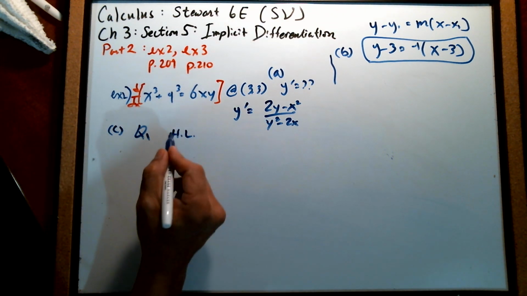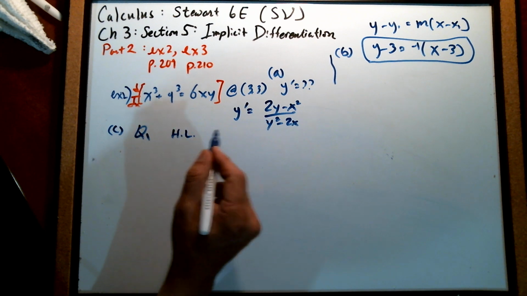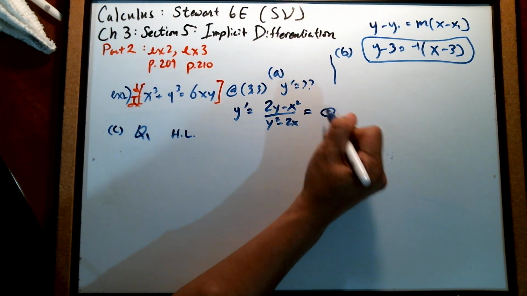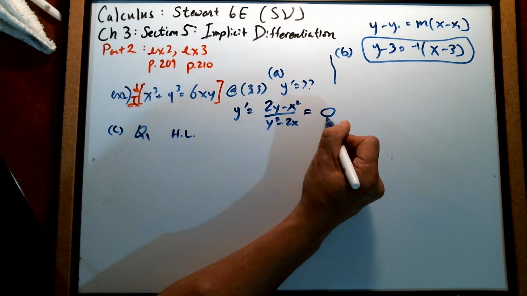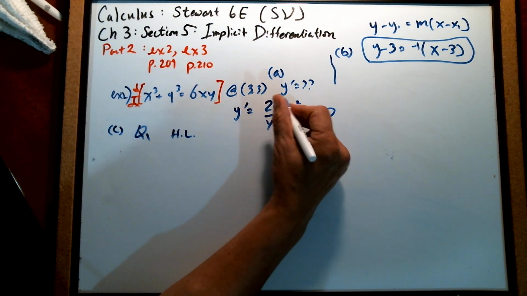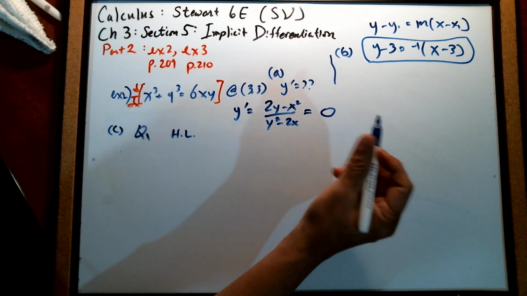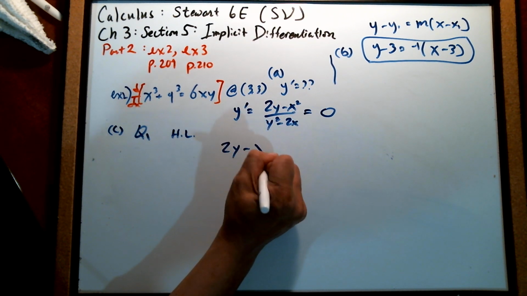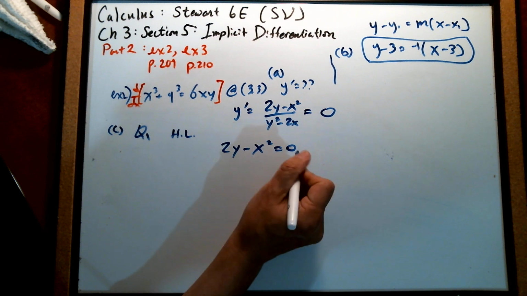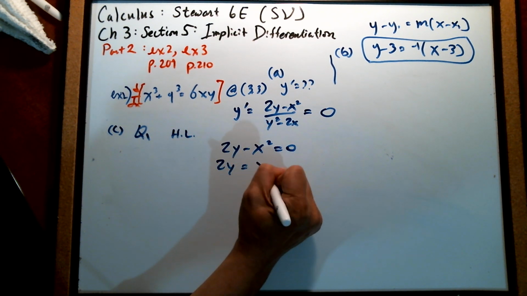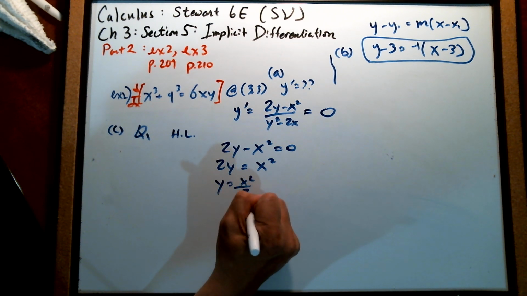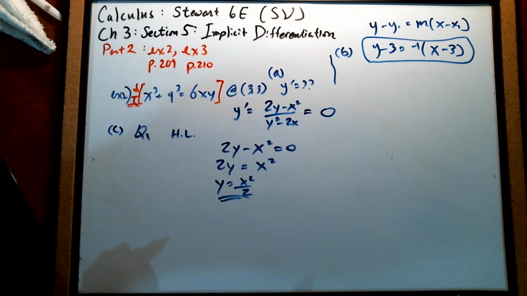So as soon as you see tangent horizontal line, you're going to use the derivative, right? That is tangent to it. So what we do is we set the derivative equal to 0. That's where the tangent line is horizontal. So when does this fraction equal 0? It's when the numerator equals 0. So you end up with 2y minus x squared is equal to 0, moving the x squared over. 2y is equal to x squared, divided by 2, y is equal to x squared over 2. That's the relationship between x and y.